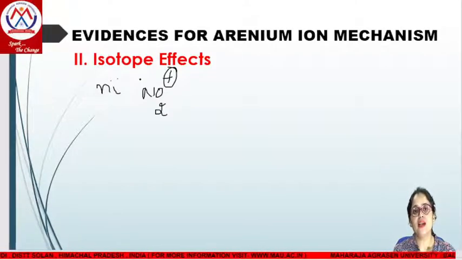One reaction was carried out in which benzene was reacted with this electrophile. In another case, deutero substituted benzene was used, and in the third case, trito substituted benzene was used. It was found that no isotope effect was observed. This means that there was no change in the rate of the reaction when either of the isotopically substituted benzenes was subjected to this nitration, which is an aromatic electrophilic substitution reaction.